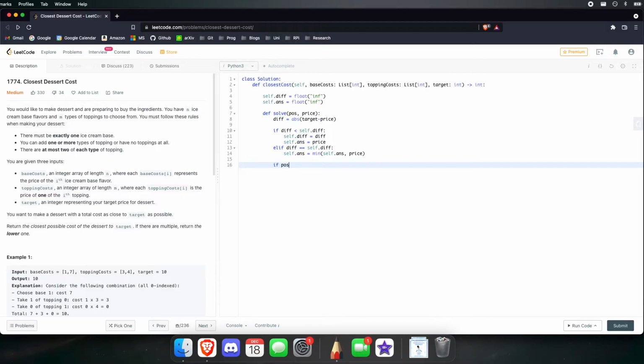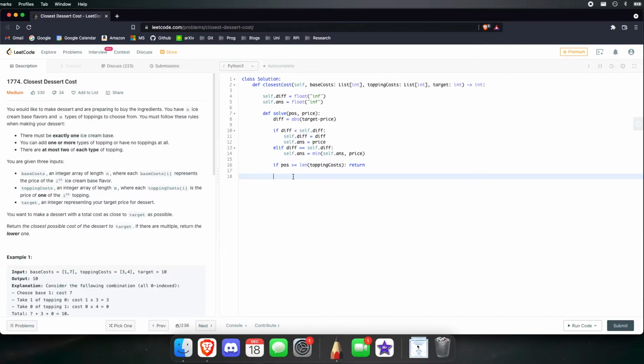So after this, we want to do another check, checking if the position is larger than the topping costs array. If it is, we know we're out of bounds and we should just return. Now, if you guys are asking yourself, why do we have this if after checking for the differences instead of before? Well, the reason for that is because there's a delay in our price variable. And we can talk about that in just 2 more lines.